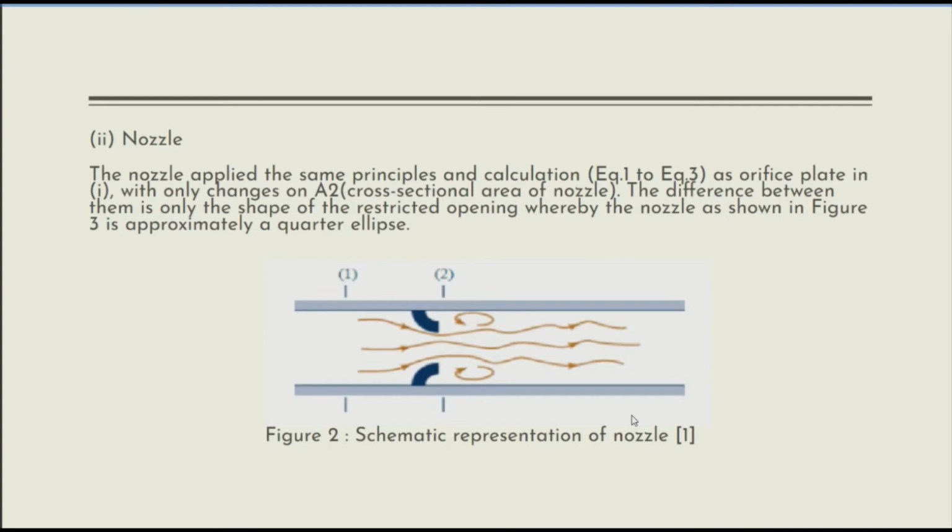The second one, we have nozzle. The nozzle applies the same principle and calculation as the orifice plate in 1, with changes only on A2, the cross-sectional area of the nozzle. The difference between them is only the shape of the restricted opening, whereby the nozzle, as shown in figure 2, is approximately a quarter ellipse.